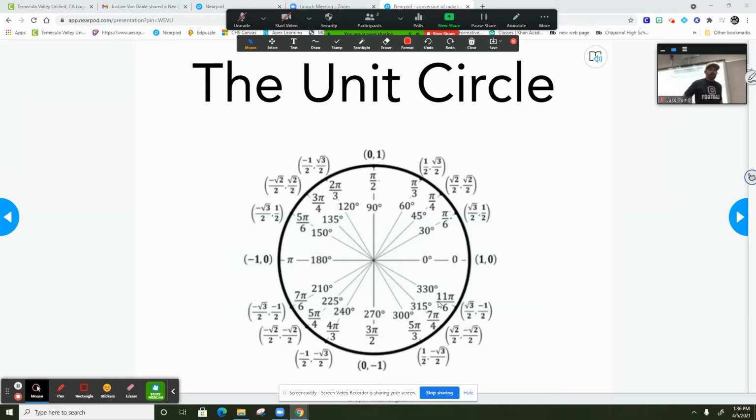Welcome to the unit circle lesson. We're going to pick up where we left off during block 1, where we figured out how to do quadrant 1. We looked back at our special right triangles, and we were able to narrow down the unit circle and figure out all of quadrant 1.